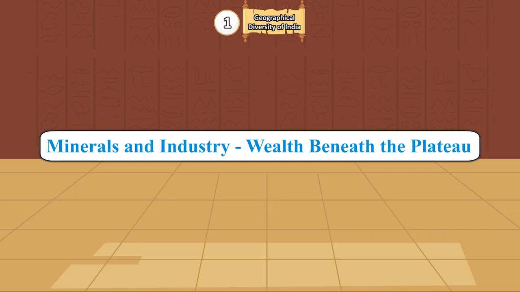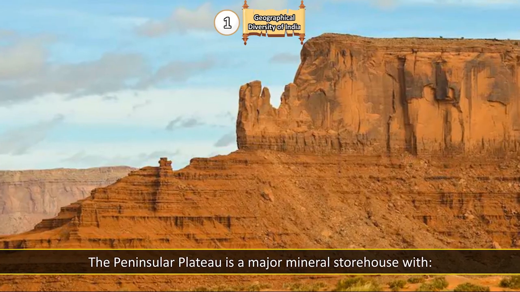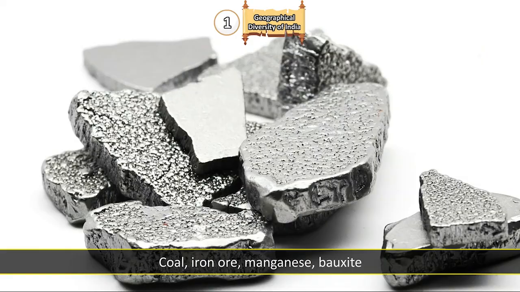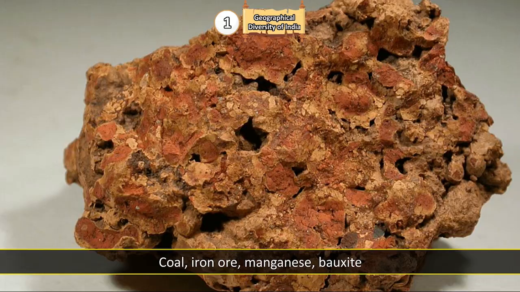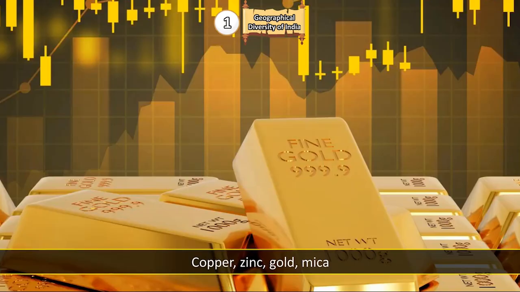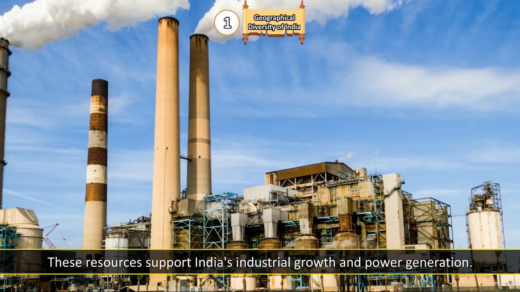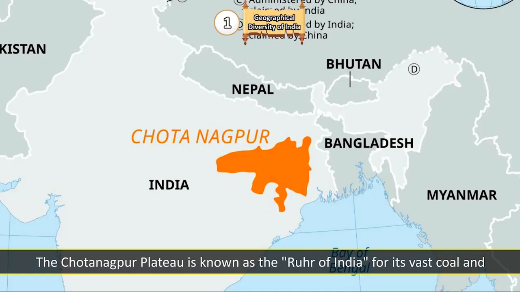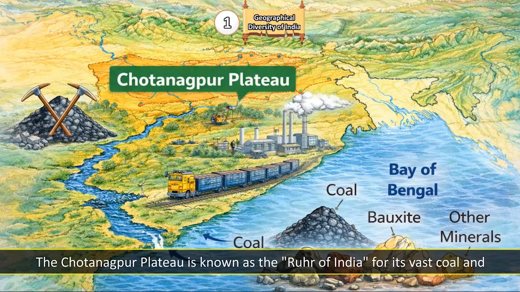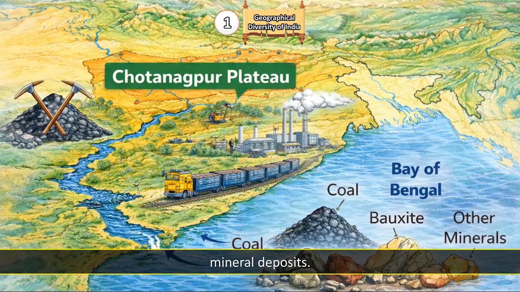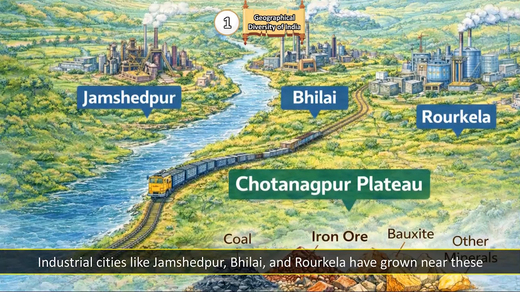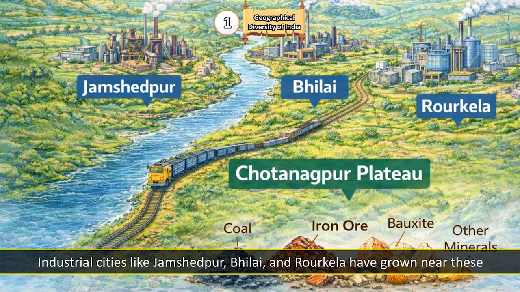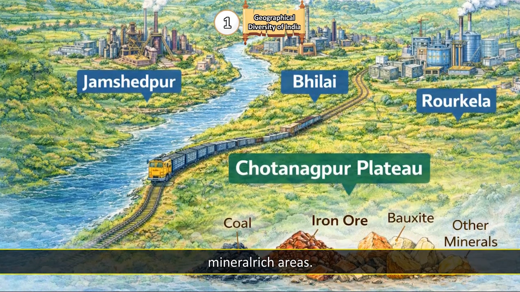Minerals and industry: wealth beneath the plateau. The Peninsular Plateau is a major mineral storehouse with coal, iron ore, manganese, bauxite, copper, zinc, gold, and mica. These resources support India's industrial growth and power generation. The Chota Nagpur Plateau is known as the Ruhr of India for its vast coal and mineral deposits. Industrial cities like Jamshedpur, Bhilai, and Rourkela have grown near these mineral-rich areas.